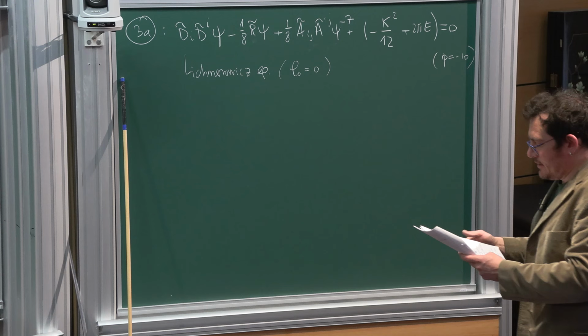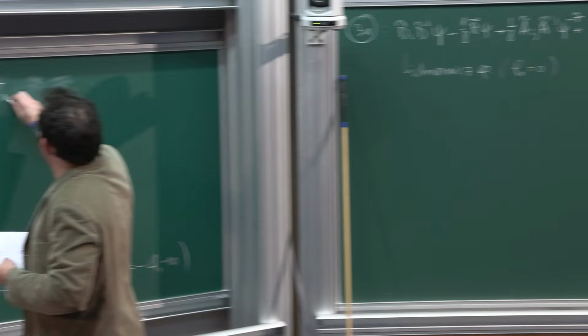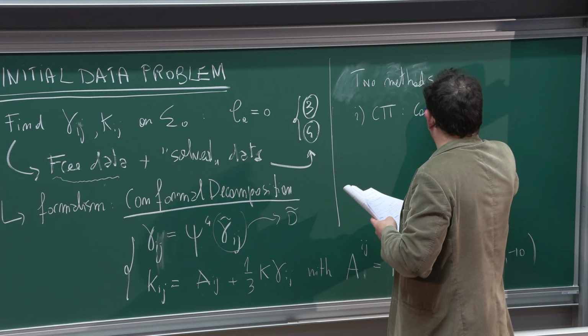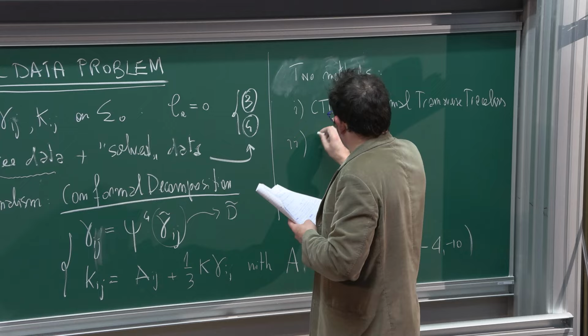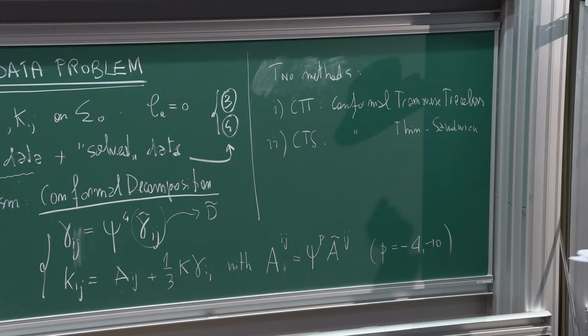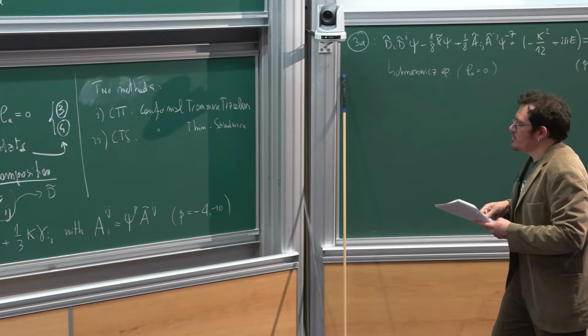Then the next step actually depends. There are two methods that are known and that are used, let's say. One is called CTT, which means conformal transverse and traceless. And another that is called CTS, which is conformal thin sandwich, like the sandwich. Both use the Lichnerowicz equation, but they have different ways of expressing the momentum constraint. So we will do only CTT because we do not have much time.